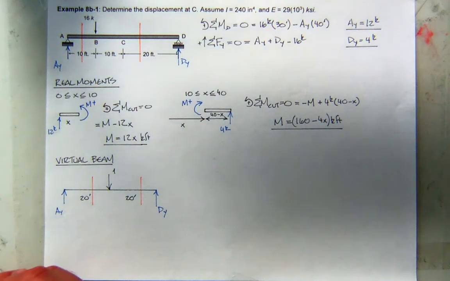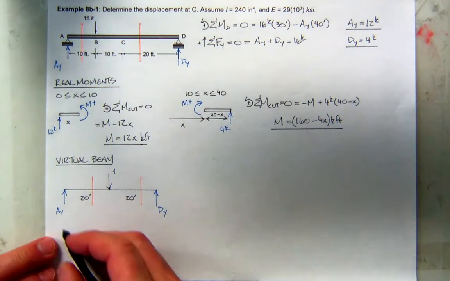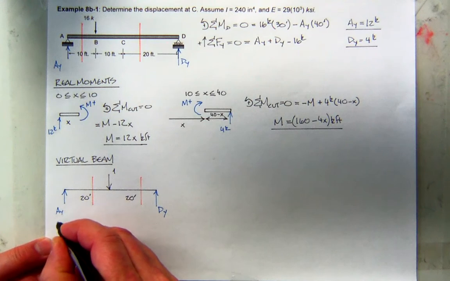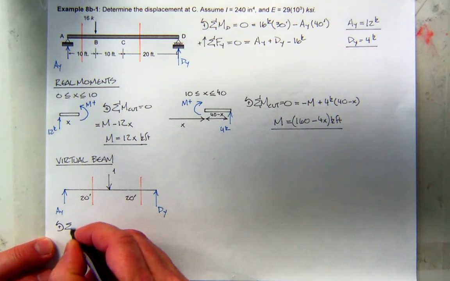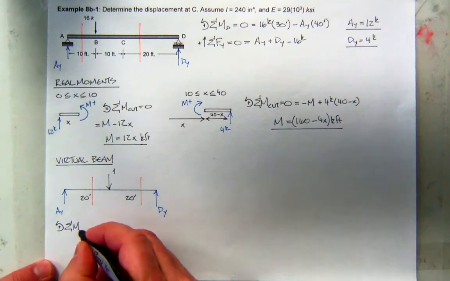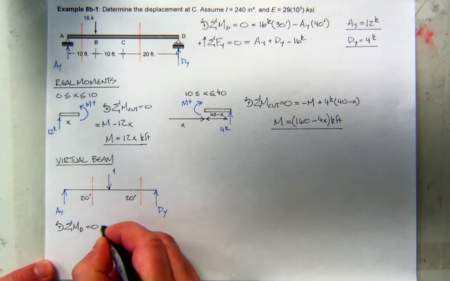They're probably going to be 1/2 and 1/2. But if you're not sure, then do what we always do. We're going to sum moments about some point, I'll pick D, and make sure it's equal to 0.